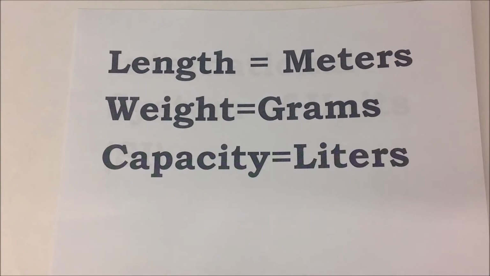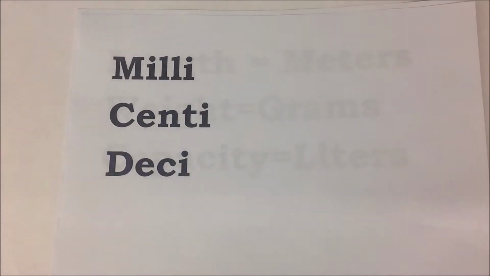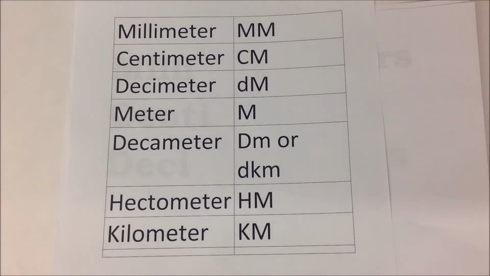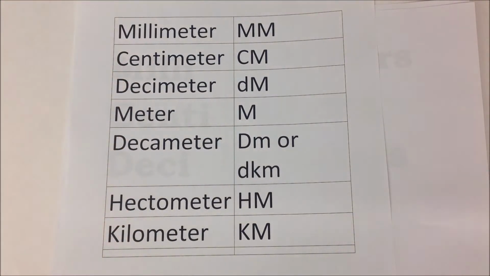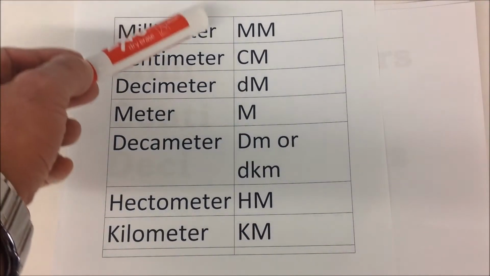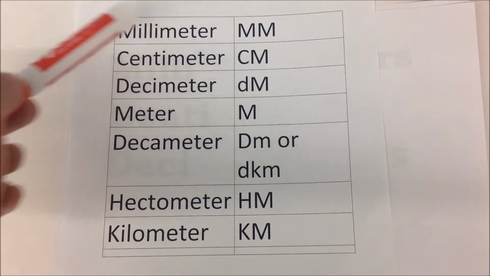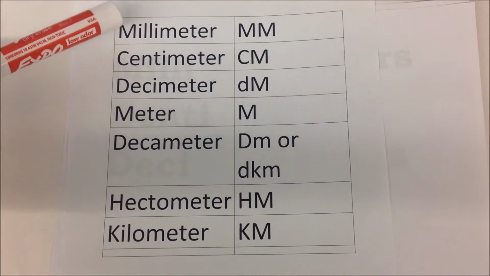So we have some prefixes. And here's some prefixes: milli, centi, and deci. But there's many more. So here they are in order. And of course, there's always more, which we can talk about. Now, let's just use meter. Meter is when we use length. This could be millimeter, milliliter, and it can also be milligram.